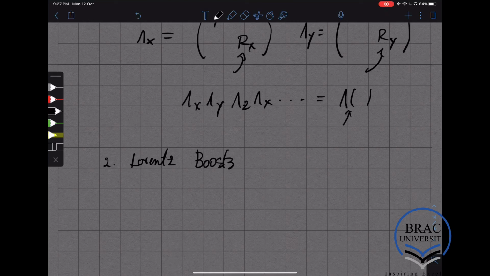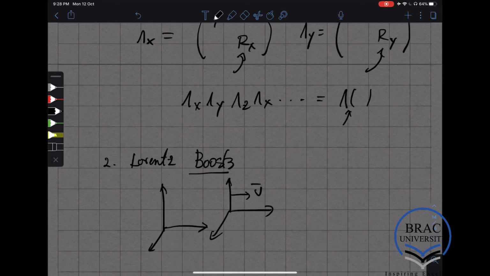And these are basically the transformations that take you from one reference frame to another reference frame, which is moving with respect to the first reference frame with some velocity. So these are called the boosts. So how do we mathematically represent them?